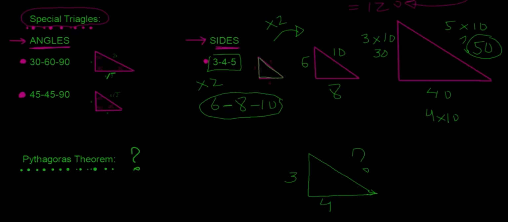Do we know the Pythagoras theorem, by the way? Reviewing again. The Pythagoras theorem states that the hypotenuse squared, where the hypotenuse is the side opposite the 90-degree angle, is equal to side 1 squared plus side 2 squared. It doesn't matter which of the sides is which.